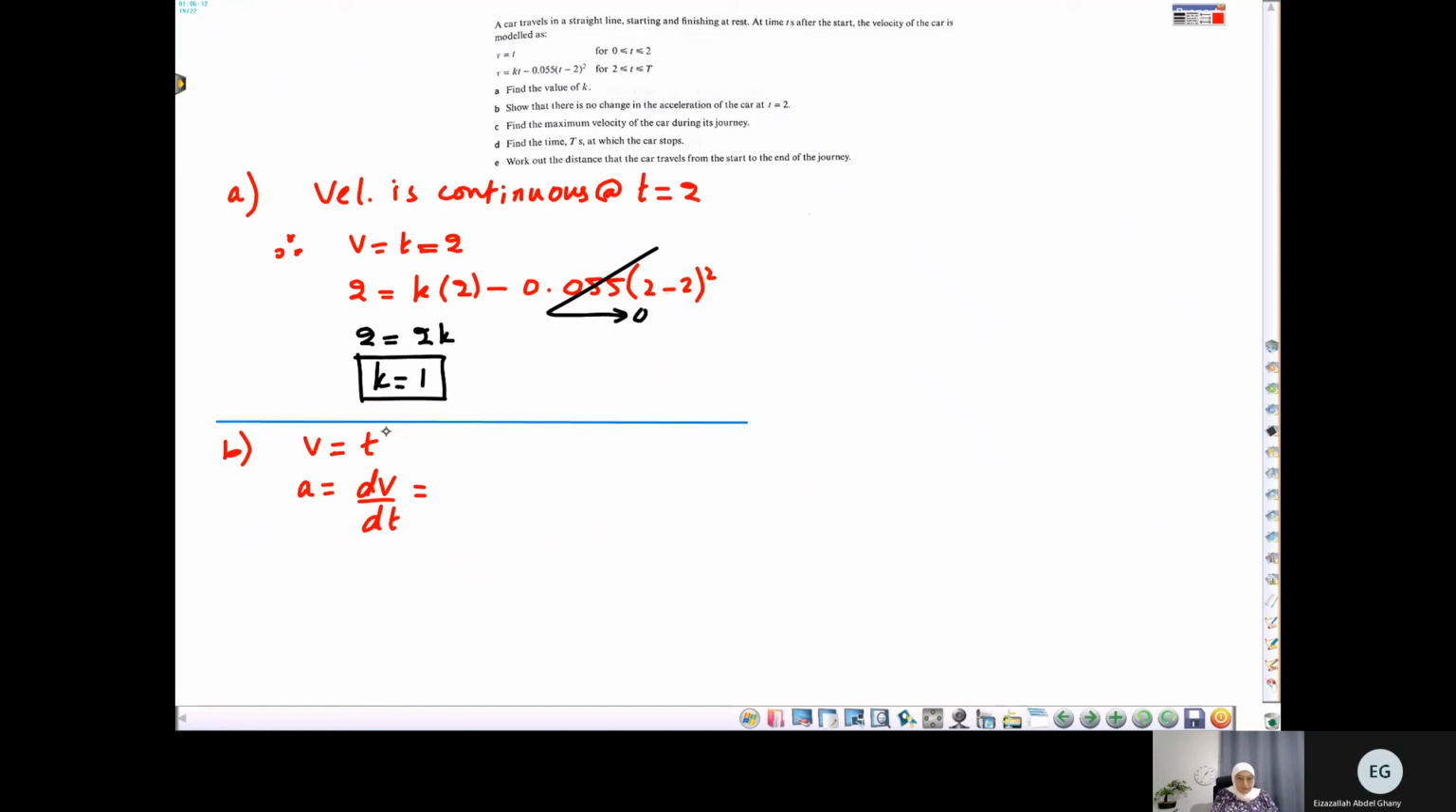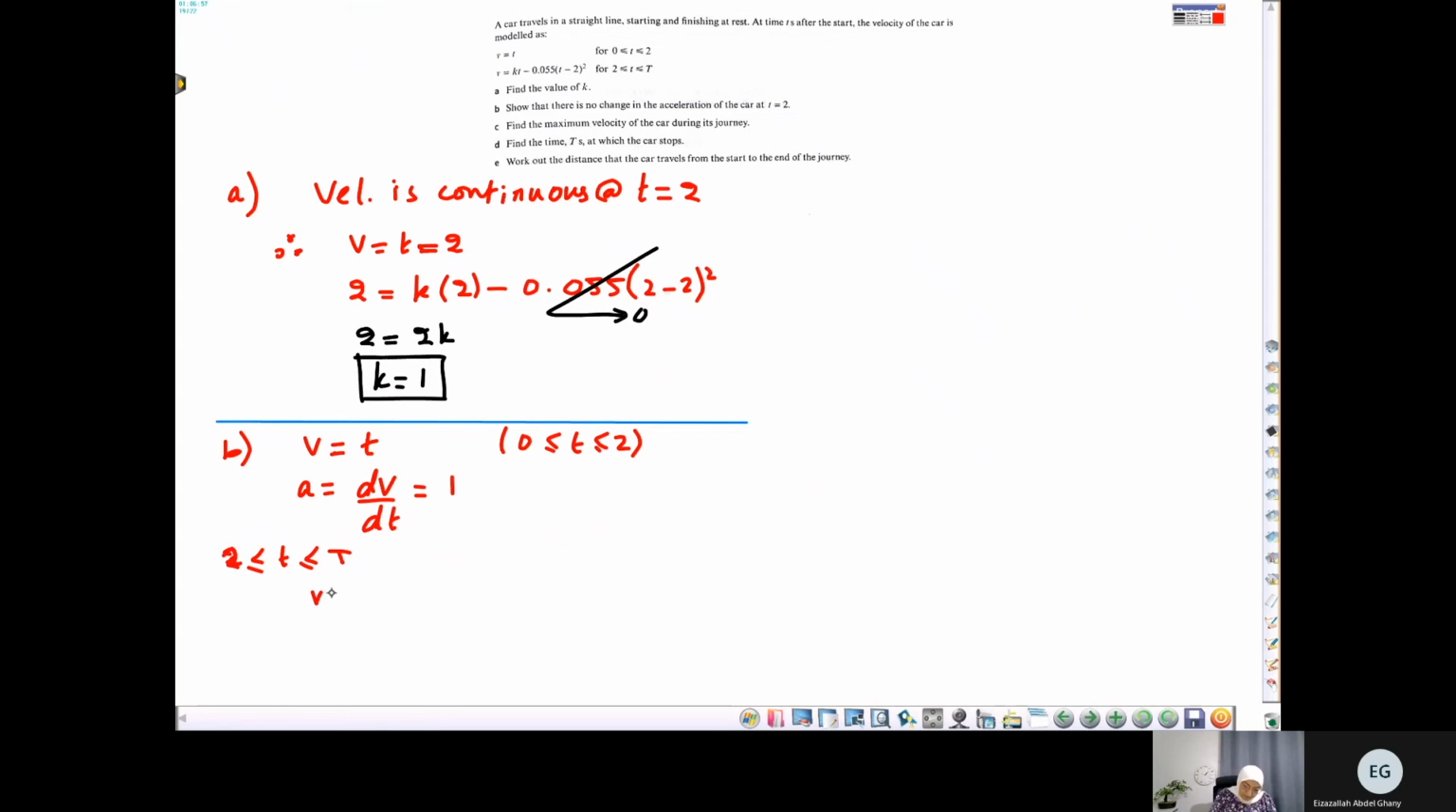So this t will be a 1. This is the first one. Acceleration is 1. But we have to explain that we are using the time which is from 0 to 2. And then we'll explain that we are using the second stage, which is from 2 to t. We got k already, and we are allowed to use it in the second stage, of course.